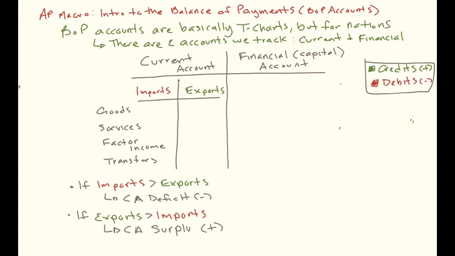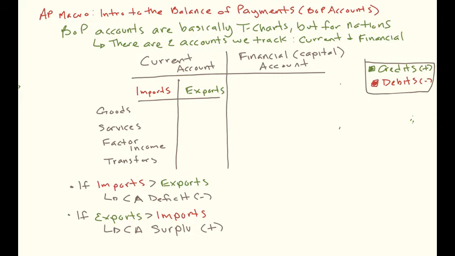The end result of all of this: if you add up all the imports and you add up all the exports and you end up with more imports than exports, we say this is a current account deficit. Colloquially, they'll call this a trade deficit. Technically speaking, a trade deficit and a current account deficit are a little bit different, but for the purposes of this test, it doesn't make a huge difference to the kids.